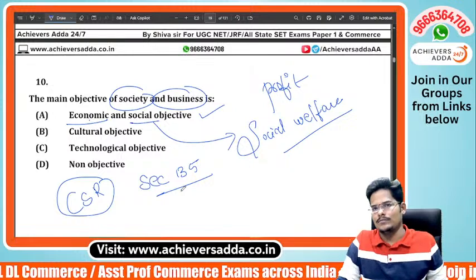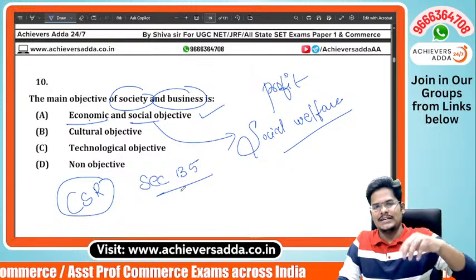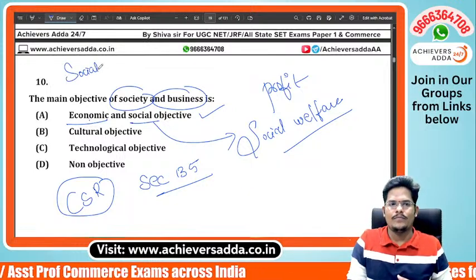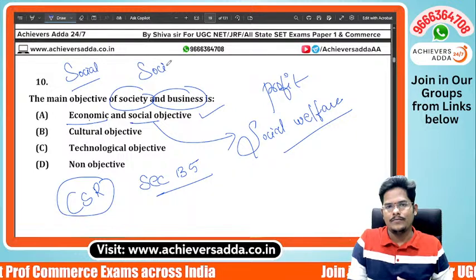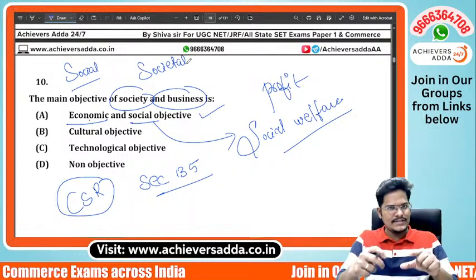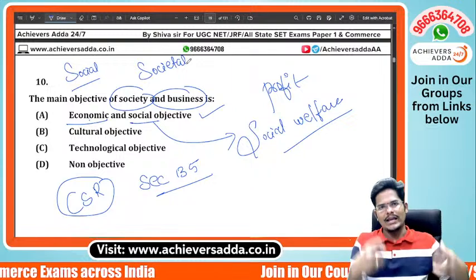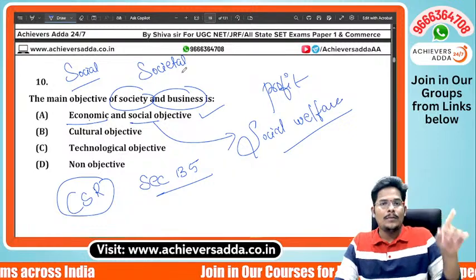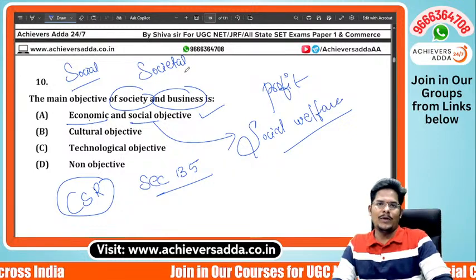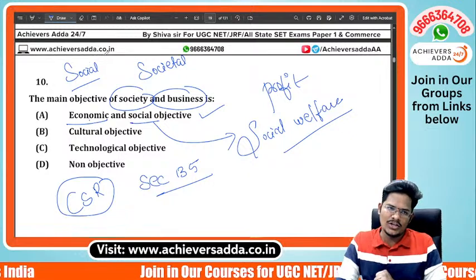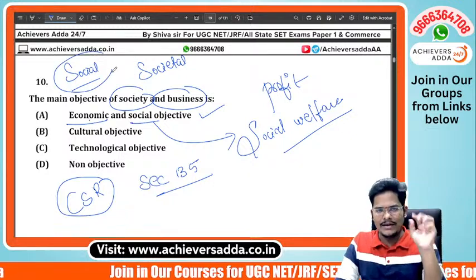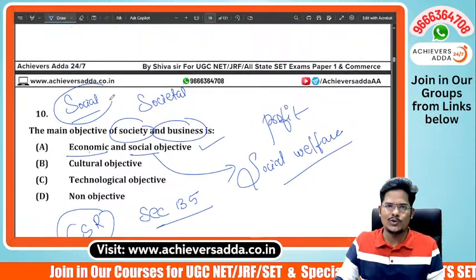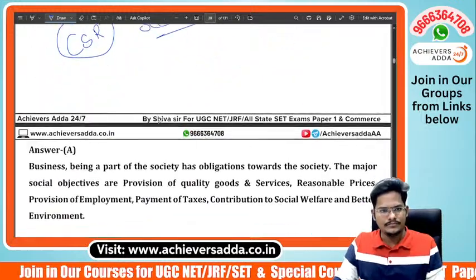Social and societal are both different. The social objective is public welfare. Whereas societal means first you earn a profit, you gain your goodwill, then serve the society. So in societal objective, profit will be primary, public welfare secondary. In social objective, public welfare will be primary, profit secondary. A charitable institution we can say is an example for social. Companies are societal.